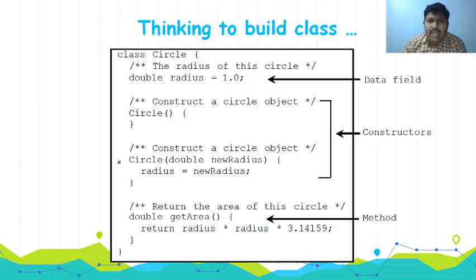See here, a sample template of how the class should be. In Java, if you want to write a class, it should start with the keyword class, then it should have a name. Here I give the name Circle. The naming convention is that the first letter should be capital. After that, every class should have a state. The state will be given by what? Data variables. So I declare a variable radius. The type of the variable is double, and I am assigning the value 1.0.